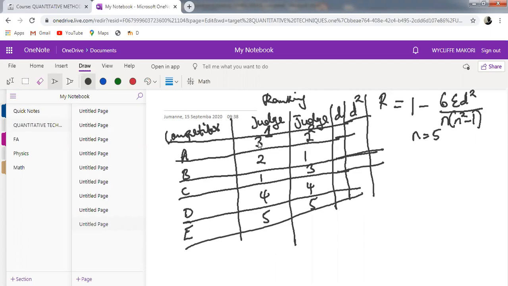In this case, it's going to be 3 minus 2, which is 1. This is 2 minus 1, which is also 1. 1 minus 3, which is a negative 2. We have 4 minus 4, which is 0. 5 minus 5, which is 0. So we square the values of D that we have obtained. In this case, 1 squared is 1. 1 squared is 1. Negative 2 squared is positive 4. This is 0, and this is 0.